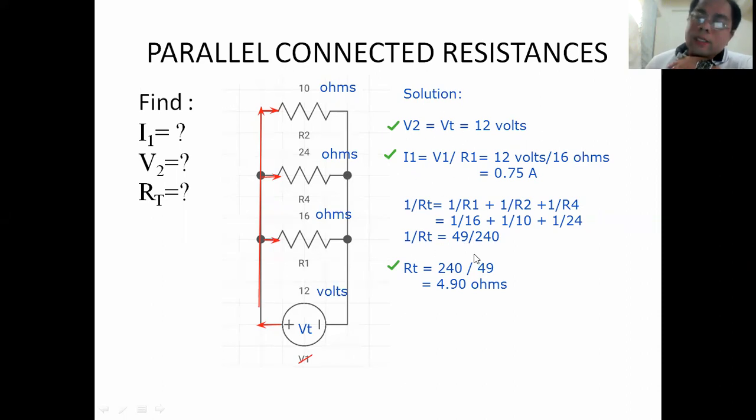Now, let's have a bit of an analysis. Imagine if instead of connecting this in parallel, what if we connect them in series? What will happen to the total resistance? Will the total resistance increase or will it remain 4.9 ohms? Again, if we deal with series connection and add up all these values, 16 plus 24 plus 10 will give you 50 ohms.